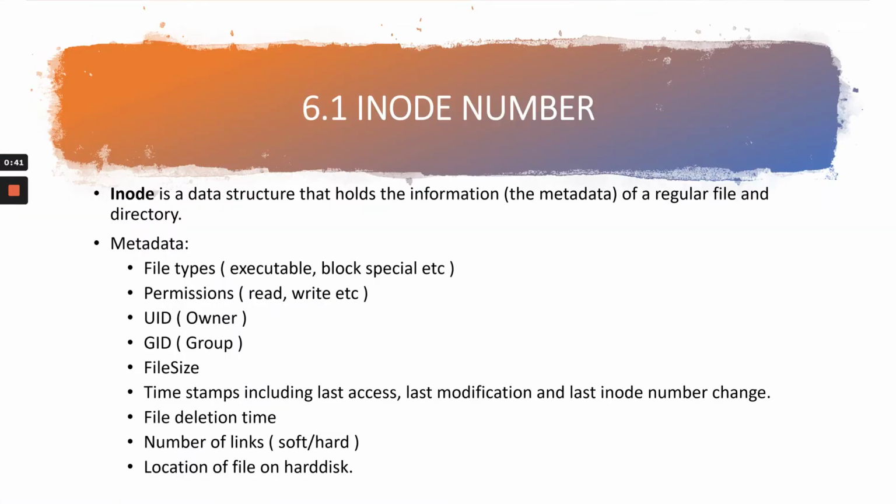So let us start with the inode number. So what is an inode? An inode is a data structure that holds the information, or we call it metadata, of a regular file and directory. Each inode, also known as index node, has an inode number. All files and directories have their own metadata, which includes the file type, the permissions such as read, write, or execute, the UID and GID, the file size, and most importantly, the location of the file on the hard disk.